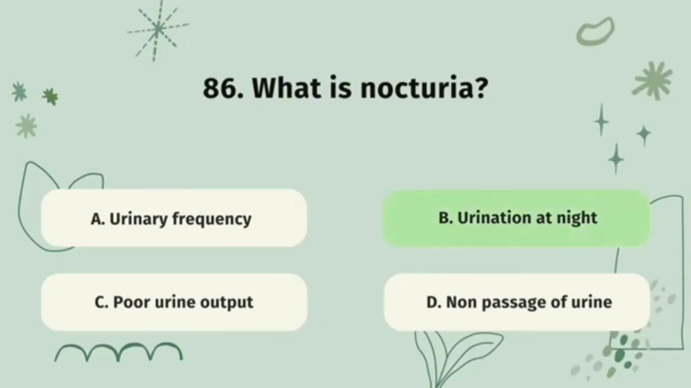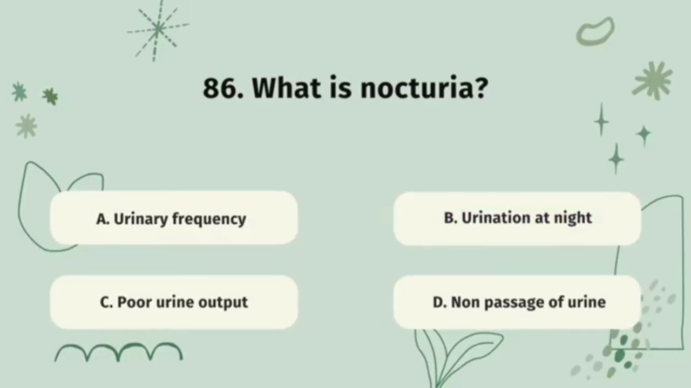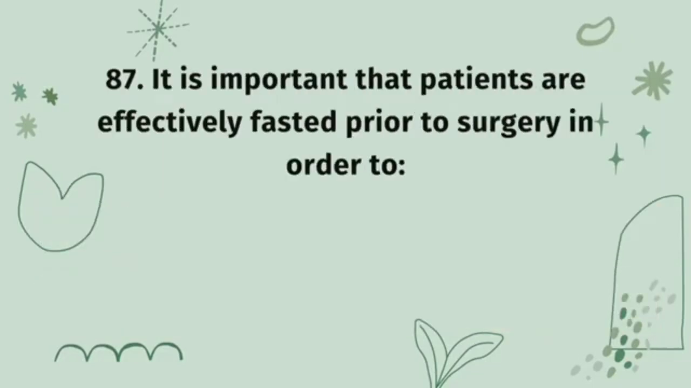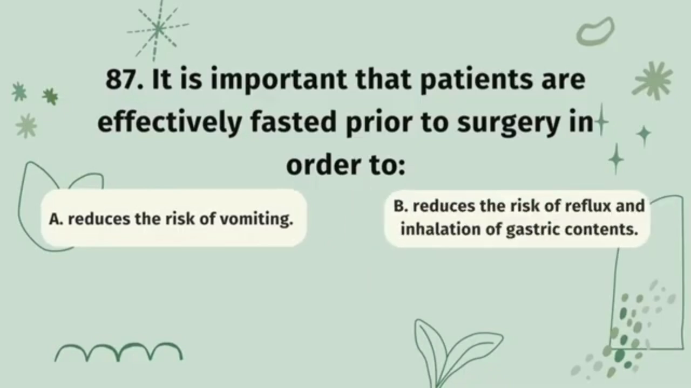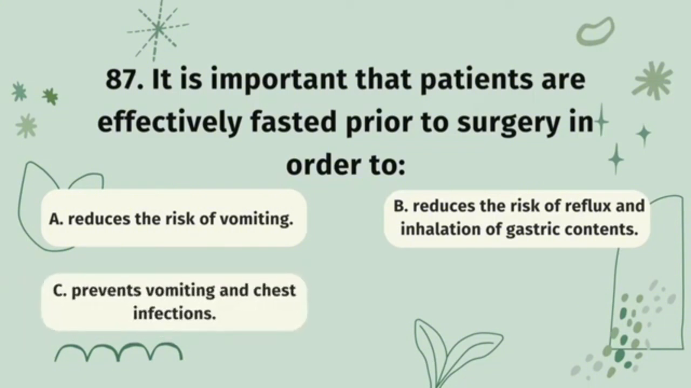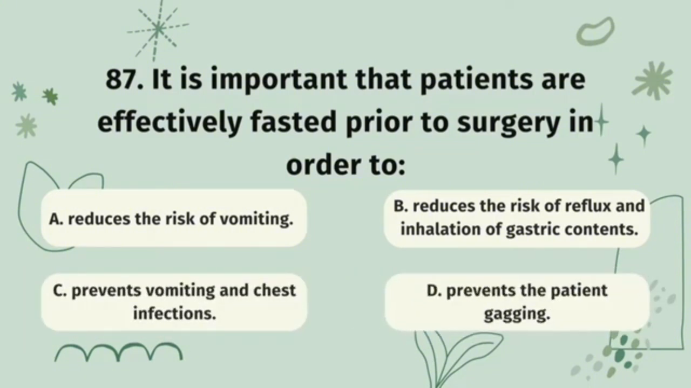The correct answer is B. Question 87. It is important that patients are effectively fasted prior to surgery in order to: Option A, reduce the risk of vomiting. Option B, reduce the risk of reflux and inhalation of gastric contents. Option C, prevent vomiting and chest infections. Option D, prevent the patient gagging.